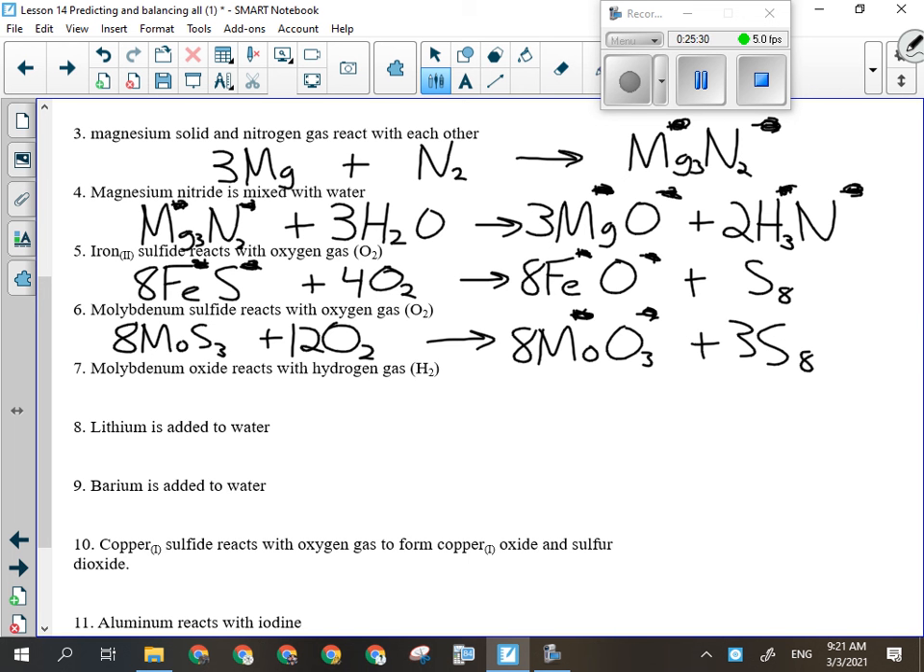Okay, so we got molybdenum oxide, which we happen to have right there, so we can save ourselves a little bit of work. MoO3 reacts with hydrogen gas. Reaction we're looking at. Still single replacement.